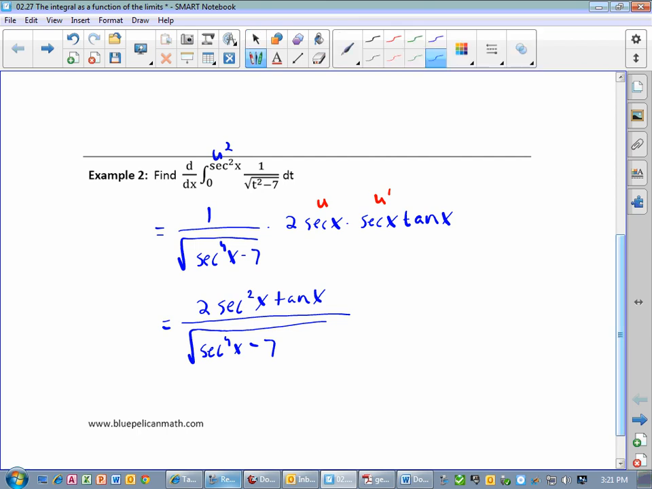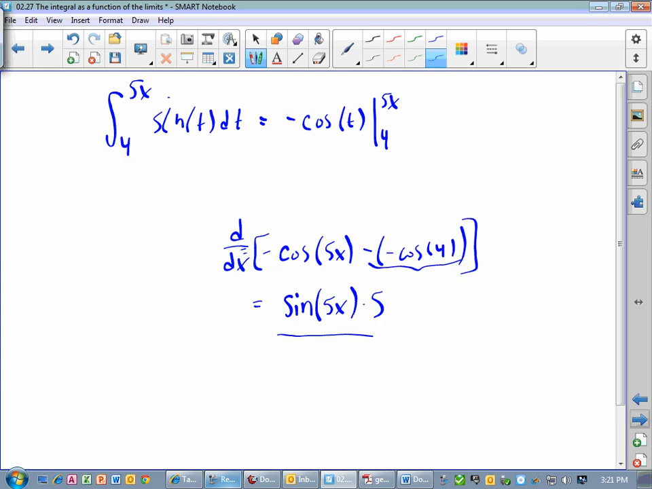Okay? Now, there's a couple of little things. For example, what if the bounds here were reversed? So what if in my example here, instead of going from 4 to 5x, it was from 5x to 4? Think about how that would change things. Instead of this being 5x, this would be 4, and this would be 5x. All right, so how would that change? Well, the derivative of this would be 0 minus the derivative of this. So we would have a negative in front, okay?